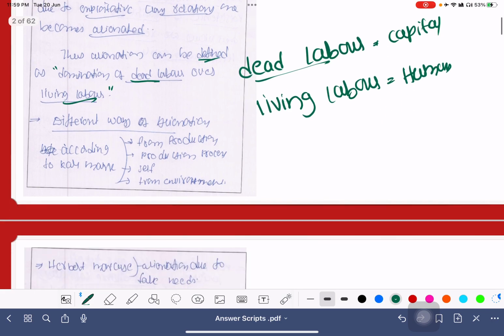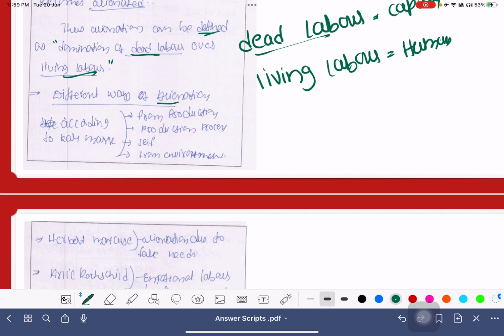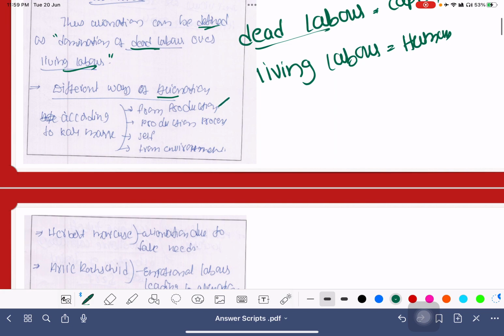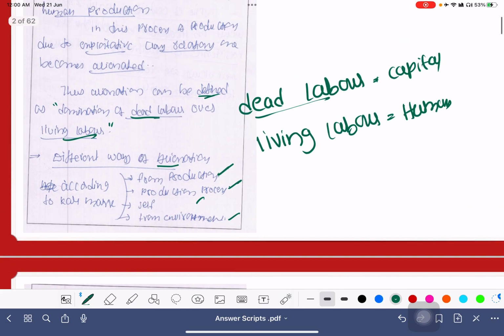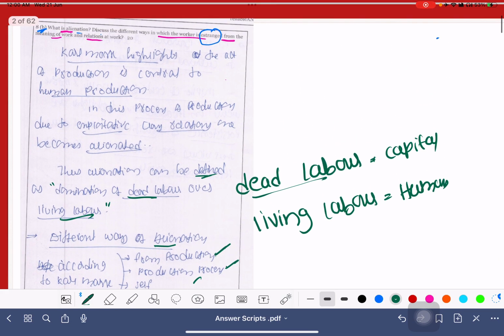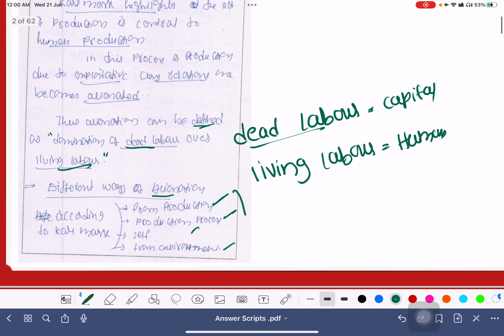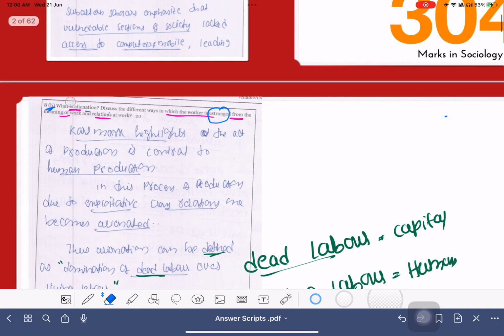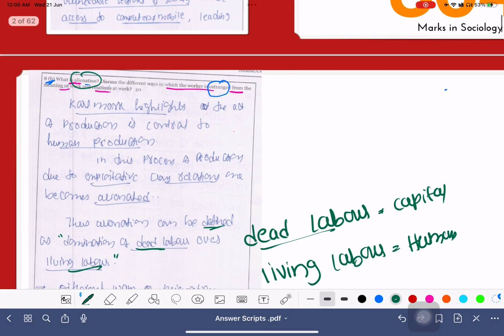And then in short, I have explained the four forms of alienation: from production, from the production process, from self, and from environment. Most people, as soon as they see the concept of alienation, will keep writing in detail about alienation from the product. Remember, the question is merely asking on alienation, so we need to explore the other dimensions of alienation.